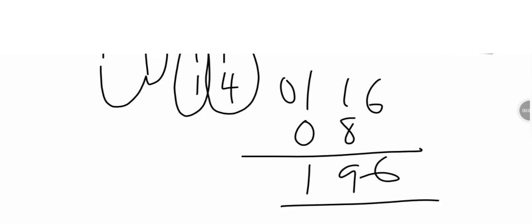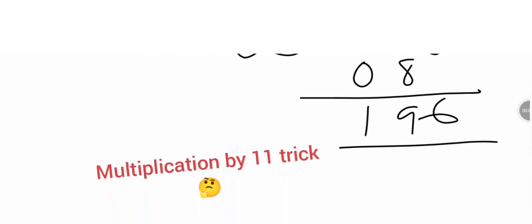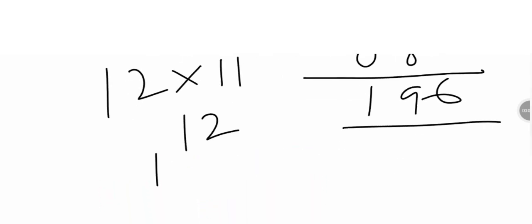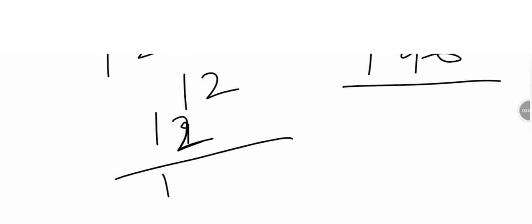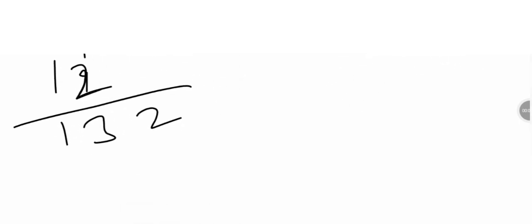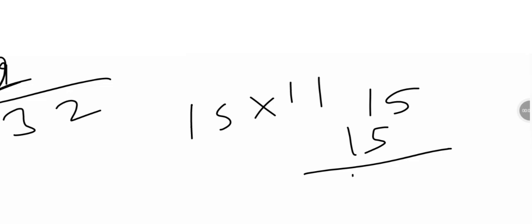So also try to master how to multiply with 11. Like you want to do 12 times 11. Instead of stressing yourself, you just write 12 like this, write 11 like, write 12 like this again. Okay, then you do addition. That will give you 132. 15 times 11. Just write 15, shift it to the side, write another 15, do your addition, 165.